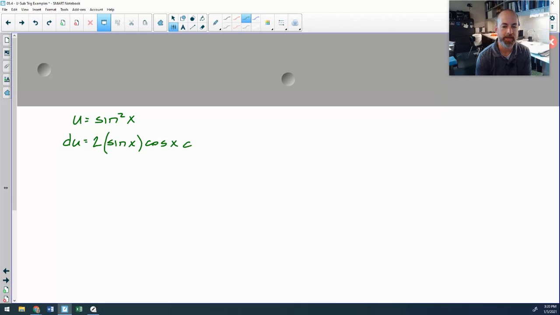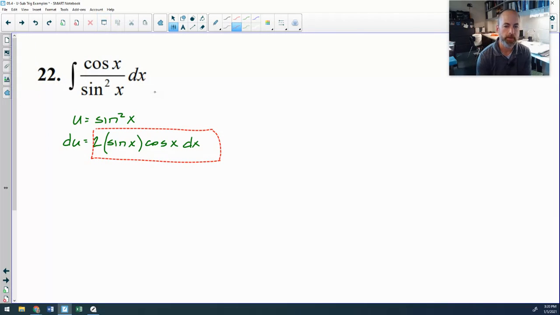So I see that as my du, and now I'm looking at the problem, and I want to see that in my original problem. Well, I've got an issue. The cosine shows up. The dx shows up. I can account for the missing 2. However, I do not have the sine x. That is not up here in the denominator anywhere. And that means that I chose a poor thing for u in this case. The actual choice of u is going to be cleaner than that.